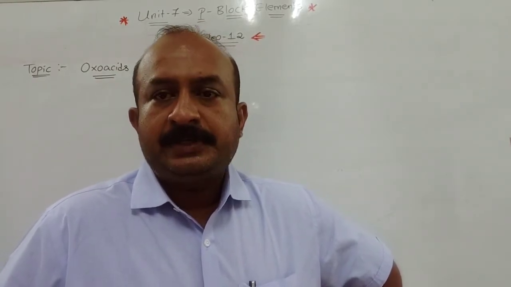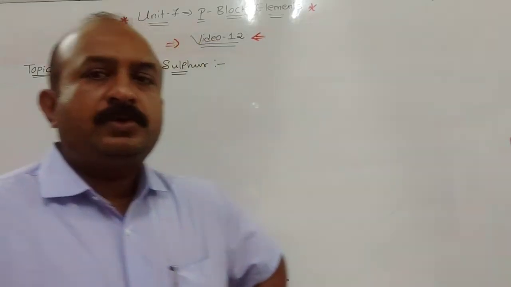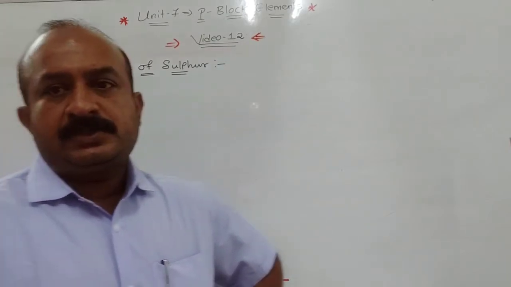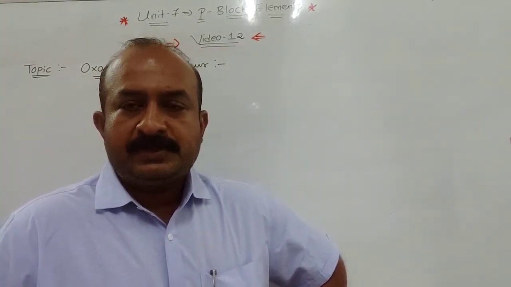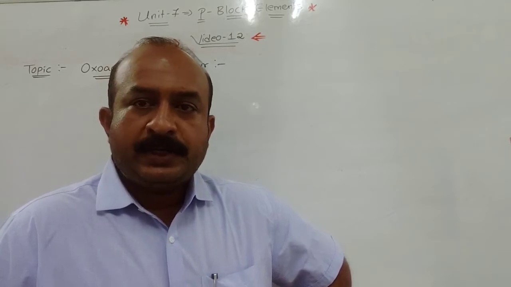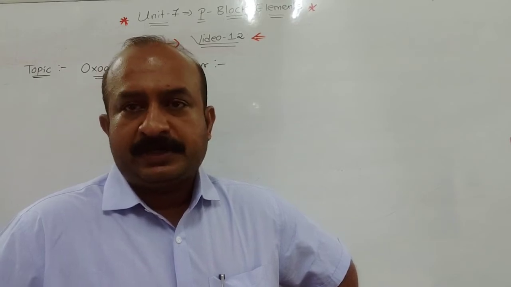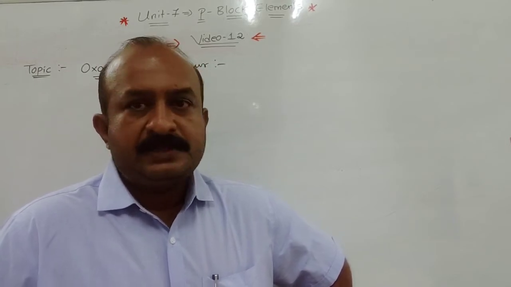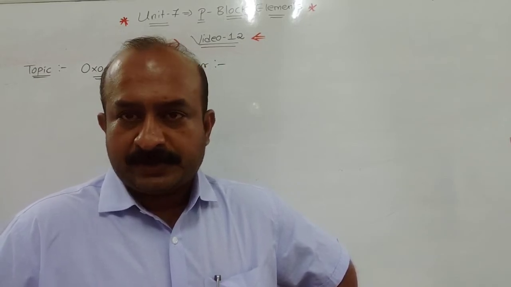Today in our unit 7, that is P block elements, video number 12, we are going to discuss oxoacids of sulfur. Now, what are oxoacids? The acids in which hydrogen attached to oxygen can be protonated are called oxoacids, as we have seen earlier in the topic of oxoacids of phosphorus. Here we are going to discuss the same type of topic for sulfur.